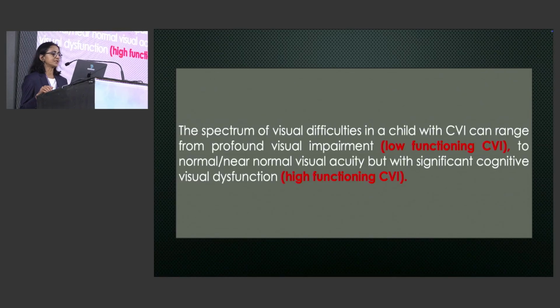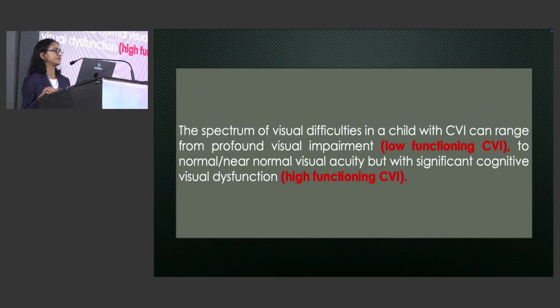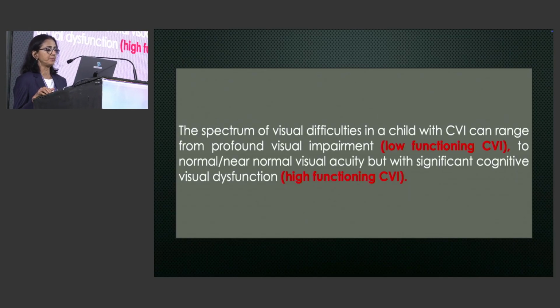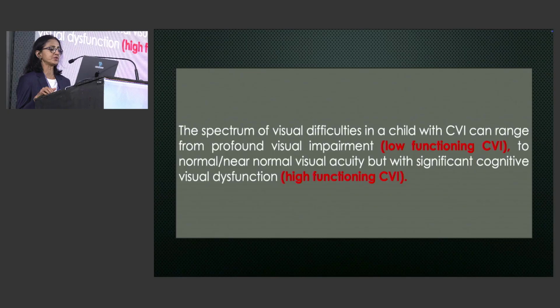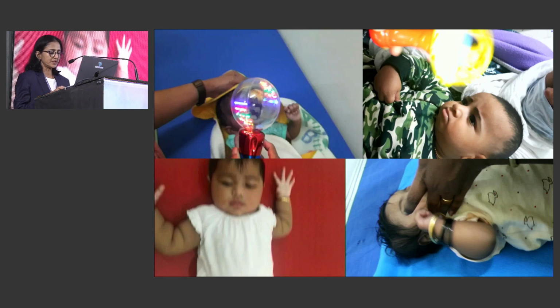We have seen that the spectrum of visual difficulties in a child with CVI can range from profound visual impairment, that you call as low functioning CVI, to a normal or near normal visual acuity but with significant cognitive visual dysfunction, that you can call as high functioning CVI. It is very common in our practice to see very small children with such profound CVI.